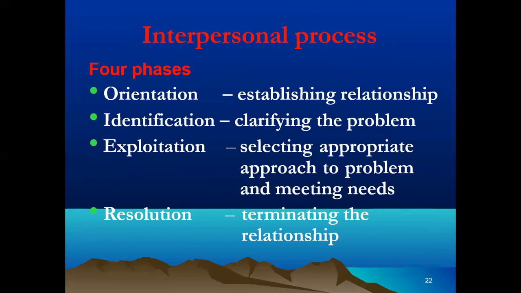Now, this interpersonal process usually occurs in 4 phases. Number 1, there's a phase of orientation, during which there is establishment of the relationship. Identification is the second phase, in which problems that are presented by the patient are clarified. Exploitation is when selection of an appropriate approach to heal, or to meet the needs of the patient, is enhanced. Resolution, when this relationship is now terminated. 4 phases: orientation, identification, exploitation, resolution.